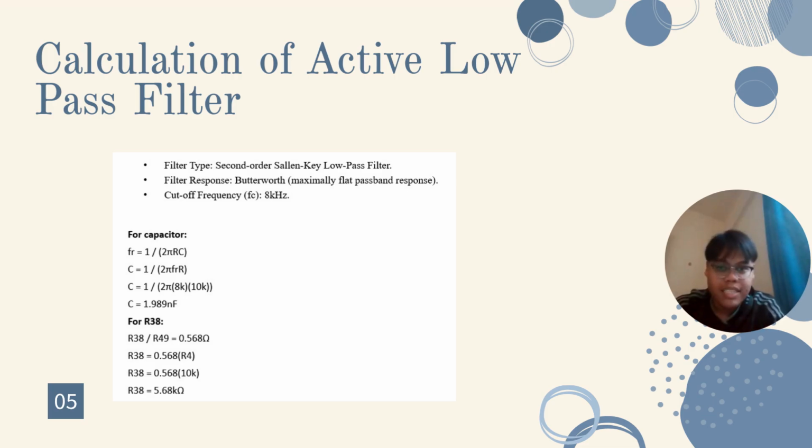Okay, so this is the calculation of the active low pass filter. For the capacitor, F equals 1 over 2 pi RC, so C is 1 over 2 pi FR. Then we combine it to 1 over 2 pi times 8K and 10K. So the result of C is 1.989 nF. For R38, it is R38 divided by R49 minus 1, which gives 0.568, so the result is 5.68 kilo ohm.